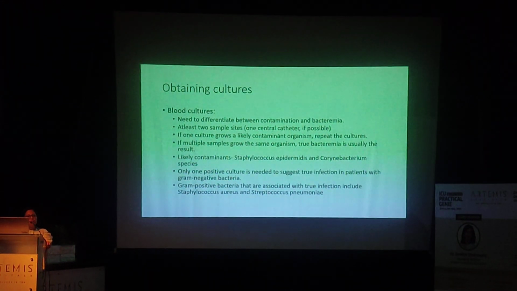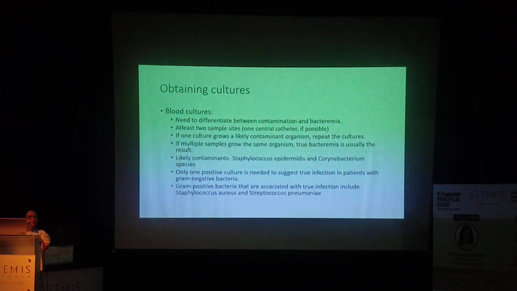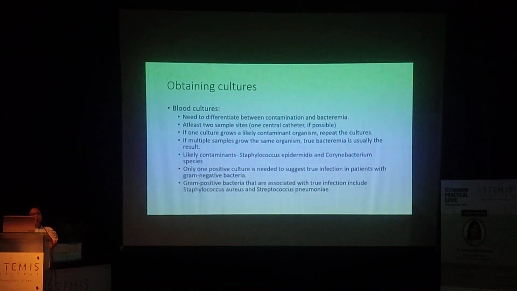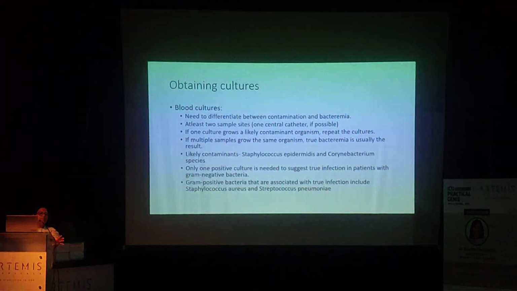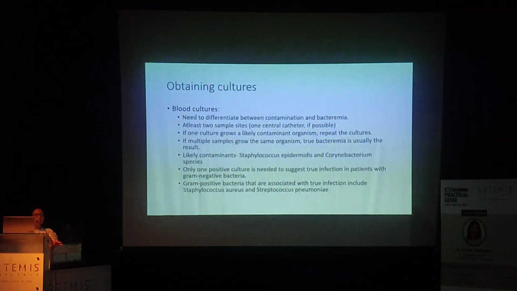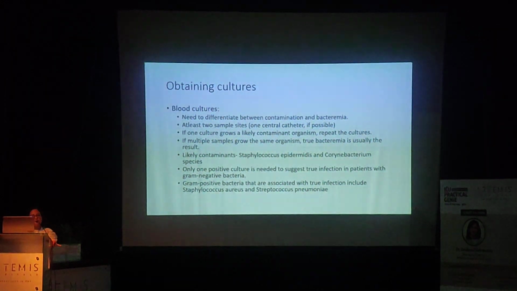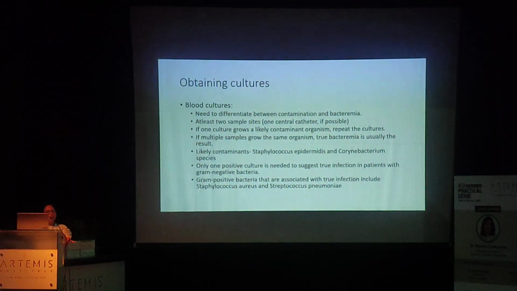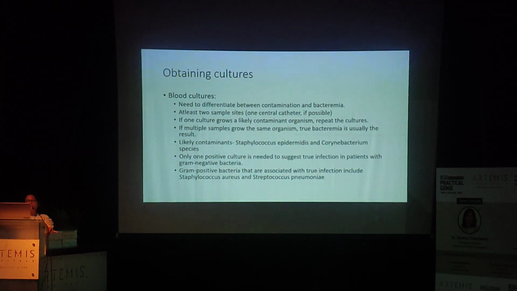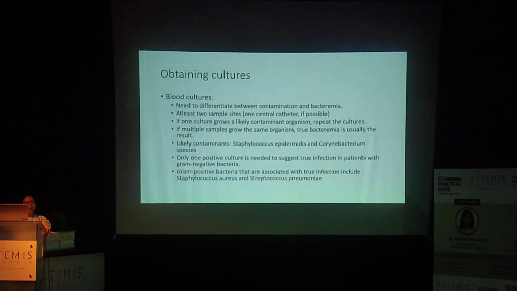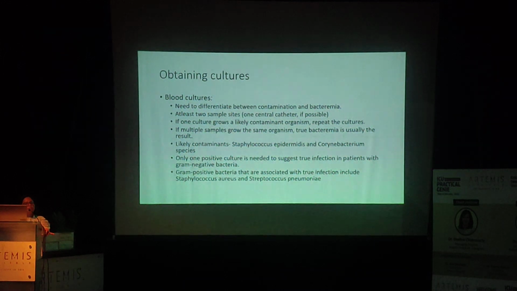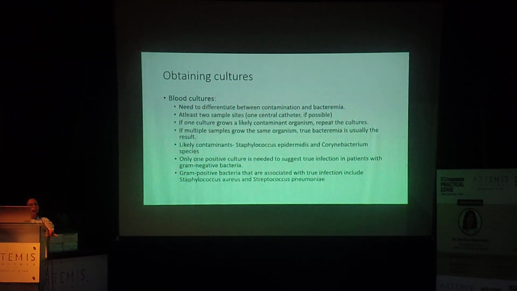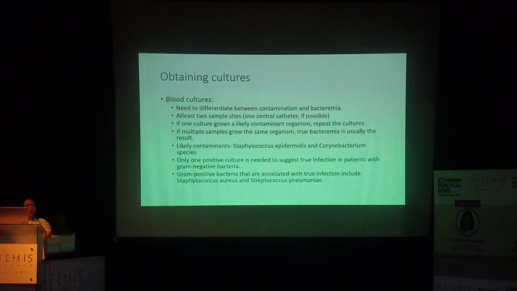For blood cultures, it is very important to collect at least 2 sets of culture samples. One site should be peripheral and one should be central. If a central line is present, then the second sample should always be drawn from that central line. And not only that, after getting the culture report, we have to differentiate between contaminant and true bacteremia. If one culture grows a likely contaminant organism, then we should always repeat the cultures. If multiple samples grow the same organism, then true bacteremia is usually the result.